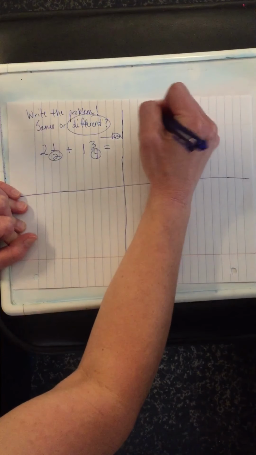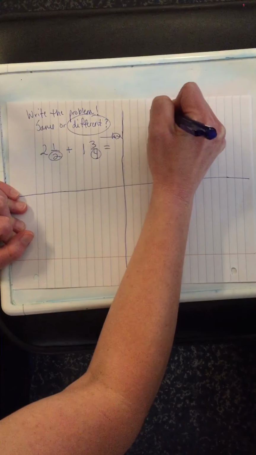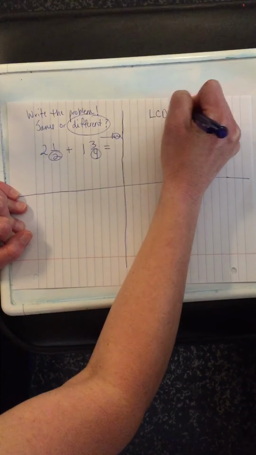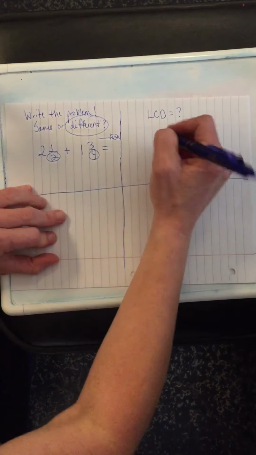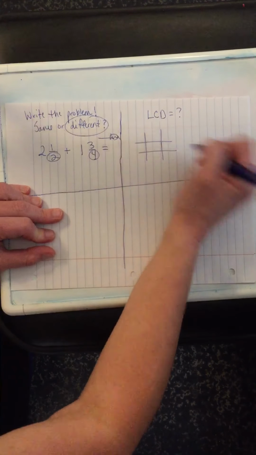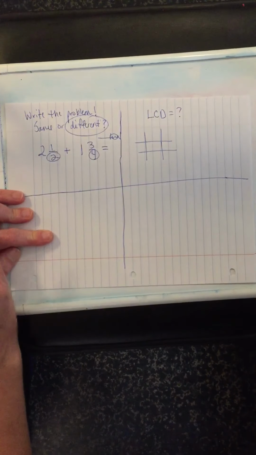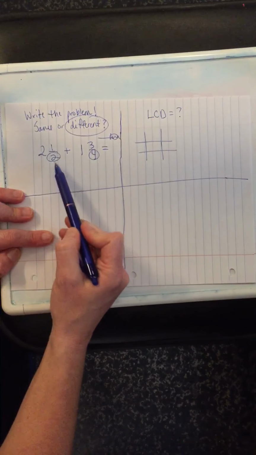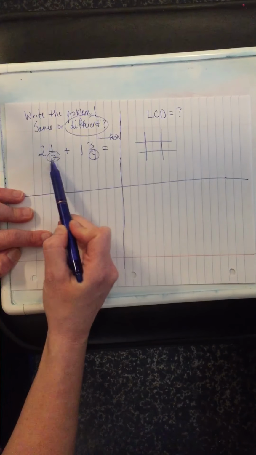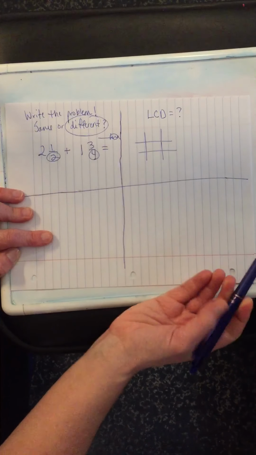So the note that we write at the top is LCD. What is our LCD? That's what we're looking for, okay? So now what do we create in order to find the LCD? That's right, we make a tic-tac-toe board. For what numbers? Well, go back and look. What are we trying to make the same? We're trying to make the denominators the same, so we're going to make a tic-tac-toe board, one for 2 and one for 4.